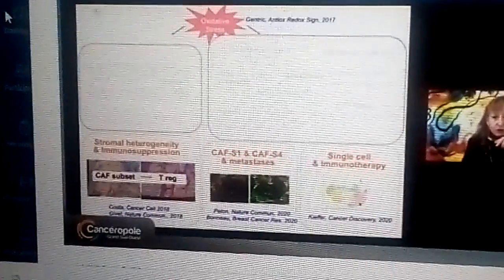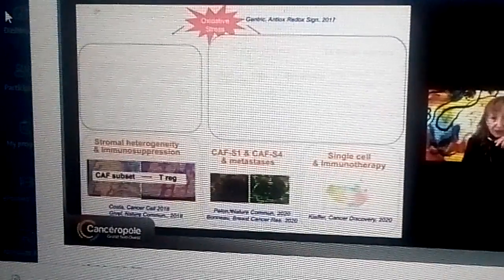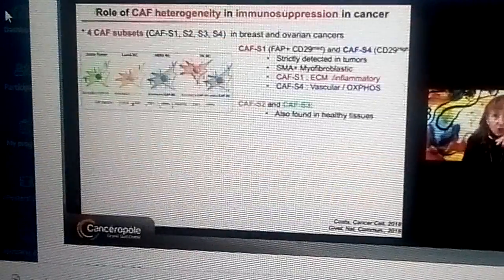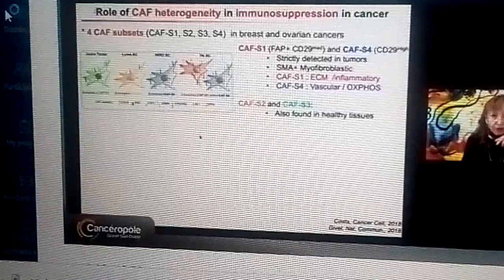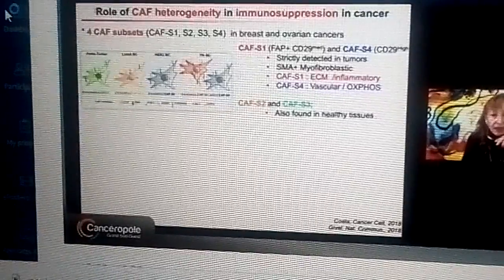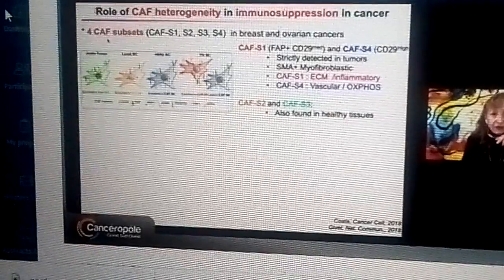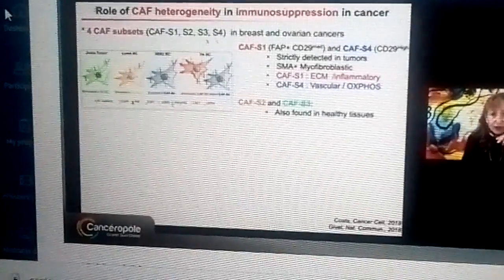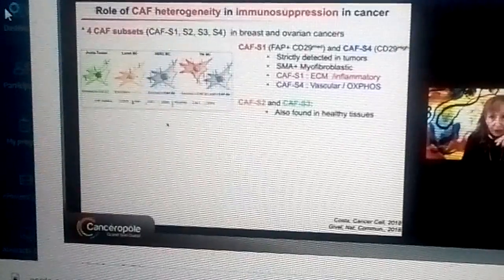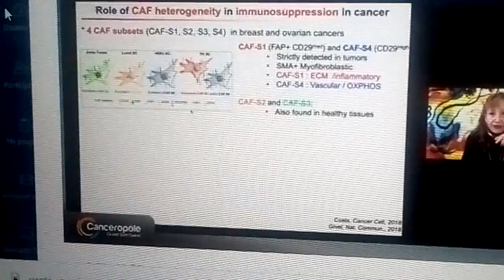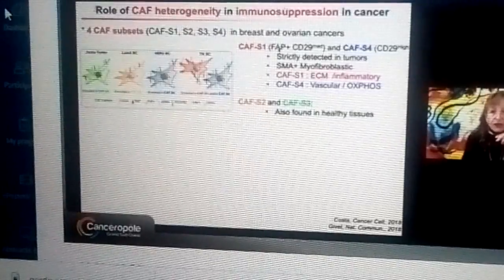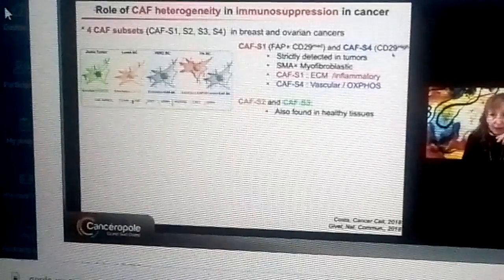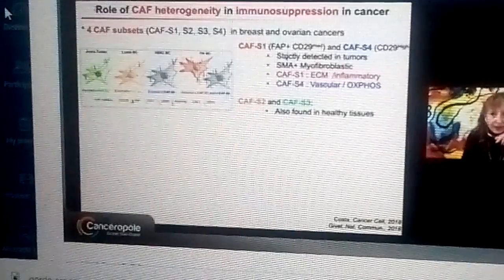And then today I would like to really focus my seminar on this carcinoma-associated fibroblast heterogeneity. Just to rapidly come back on what we have found in the past, we identified four carcinoma-associated fibroblast subsets that we called S1, S2, S3, and S4 in breast and ovarian cancer. Just to be really fast, the CAFS1, which are FAP positive and CD29 medium, and the CAFS4, which are CD29 high, are strictly detected in tumors.